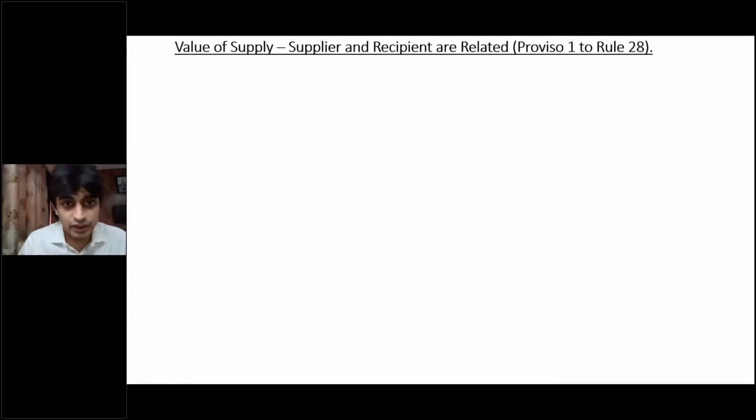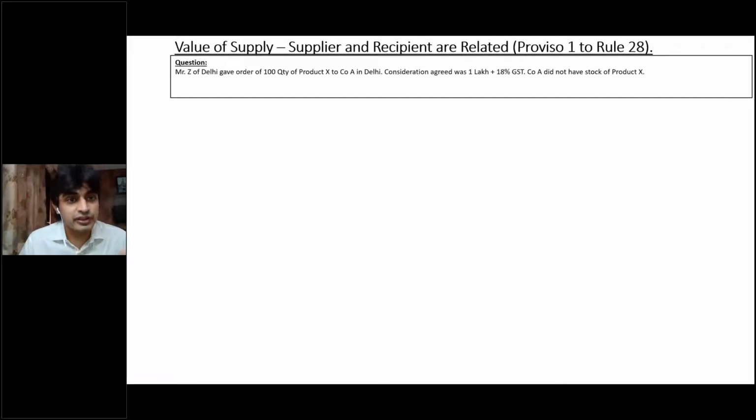Now we have to be very attentive in this. A little complicated. Proviso 1 to rule 28. Exception 1 to rule 28. See this. Please be very attentive in this. See this question. Mr. Z of Delhi gave an order of 100 quantity of product X to company A in Delhi. Z told company A that he needs 100 quantities. What was the consideration agreed? 1 lakh plus 18% GST.